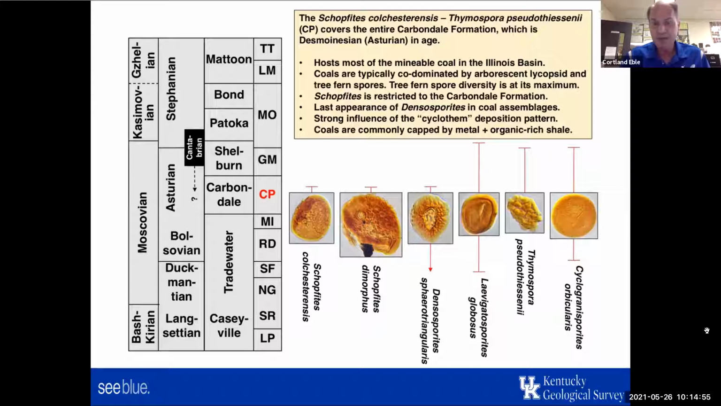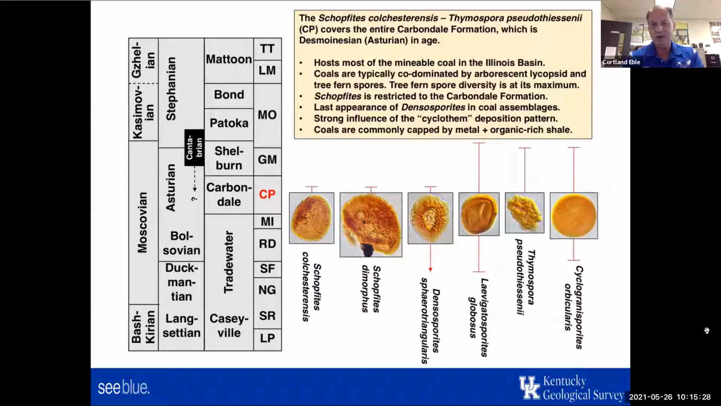Here we should note that Schopfites is a very good marker spore because it's restricted to the Carbondale. We have seen the disappearance of many species of Densosporites, and in the Colchester coal, we see the last vestiges of Densosporites occur. I should note that subsequent work by myself with clastic strata shows that these do occur, although not abundantly, higher in the section.